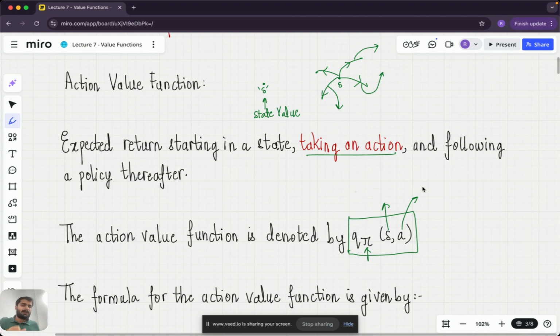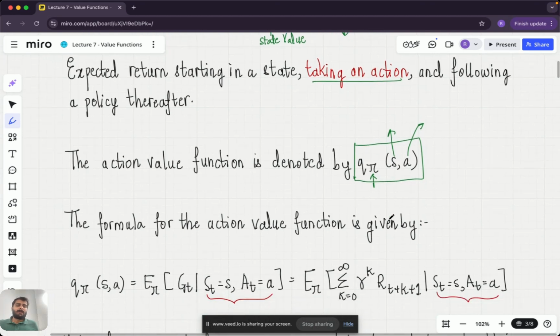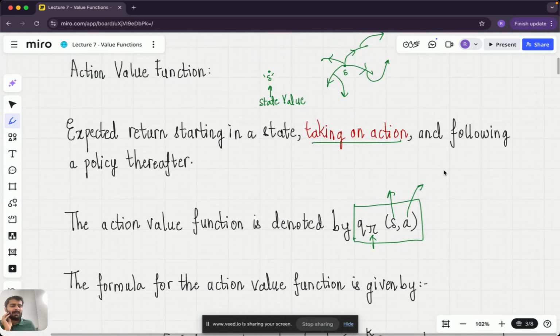Now, can you pause over here and try to think what would be the formula for the action value function? You can pause here and try to see if you can get it for yourself, and then we'll look at it. The only difference that we are going to make over here is that again we are going to calculate the expected value of the summation of all the returns from this state. But then what we are given is S_t equal to s, and we are also given A_t equal to a.